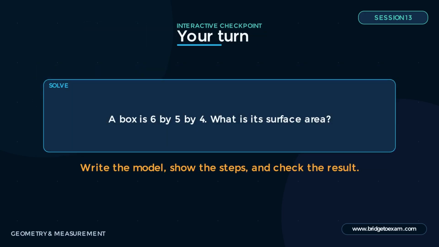Now it is your turn. A box is 6 by 5 by 4. What is its surface area? Write a formula or relationship before calculating, then use the next 6 seconds to finish your reasoning.